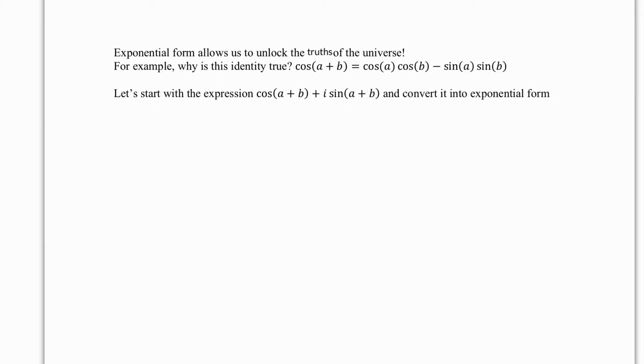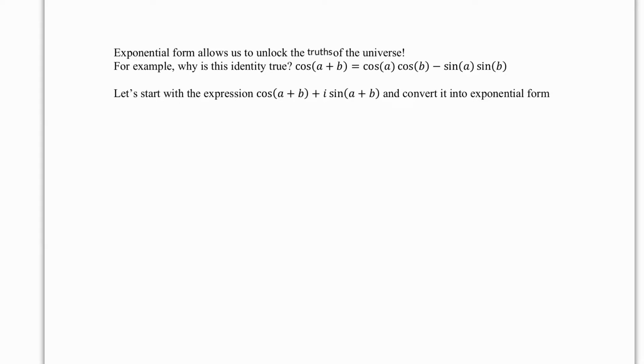For example, you might remember this identity from pre-calc: cos of a plus b is equal to cos a cos b minus sine a sine b. Why is this identity true? Well, there is a proof from Khan Academy that shows this using some complicated triangles, and that is one proof. But I want to show you another proof, a proof that I think is more interesting and ultimately more satisfying.